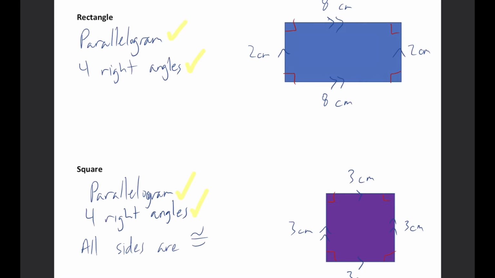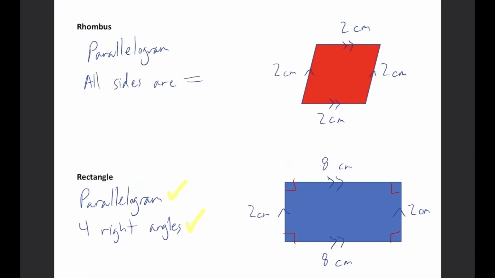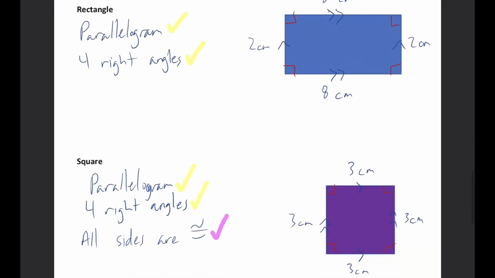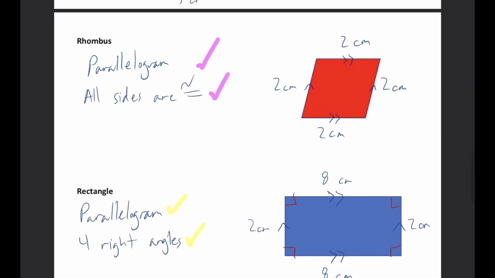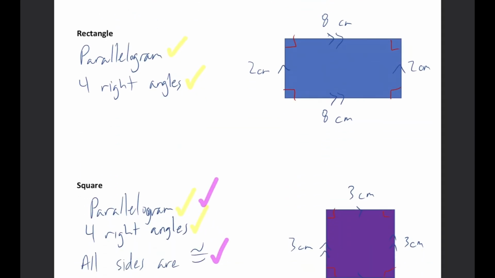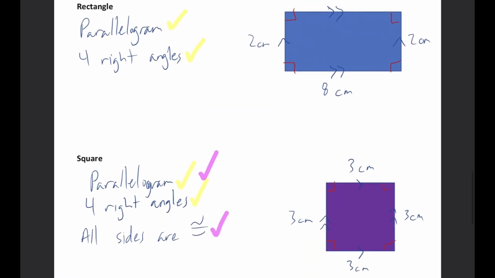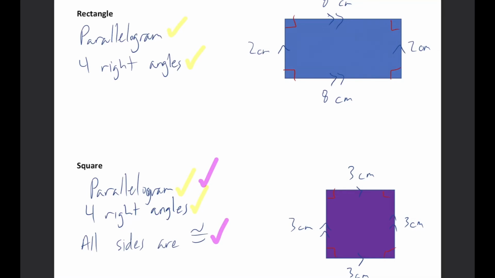But what about this here? All sides are congruent, and that sounds an awful lot like my rhombus. So my rhombus is a parallelogram, and all sides are congruent. So what that means is that not only is my square a special type of rectangle, but my square is a special type of rhombus.